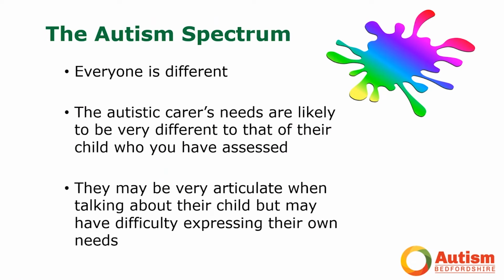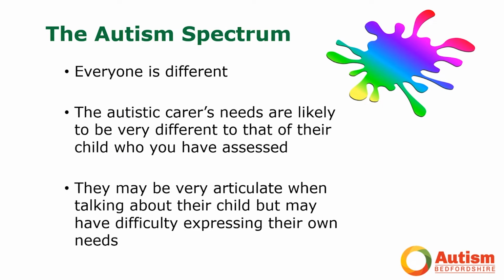Remembering that with the autism spectrum, everybody is different. And so, how one person is going to be interacting with you, not interacting with you, communicating, not communicating, it's going to be different for each person. Their needs are going to be different. And the autistic carer's needs are likely to be very different to that of their child. If their child is autistic, whether their child's little or an adult, their needs are likely to be very different to their child who you have already assessed.